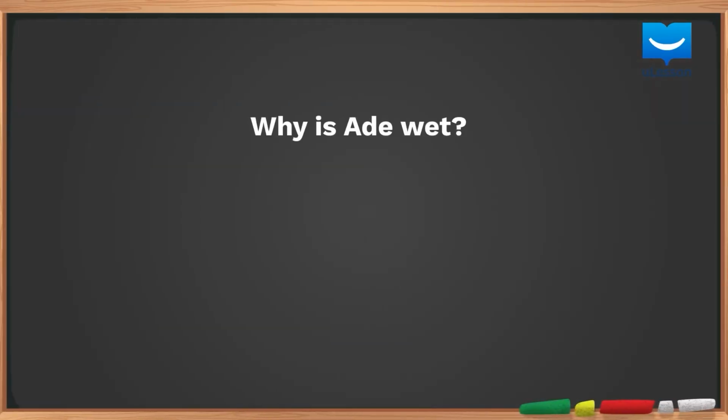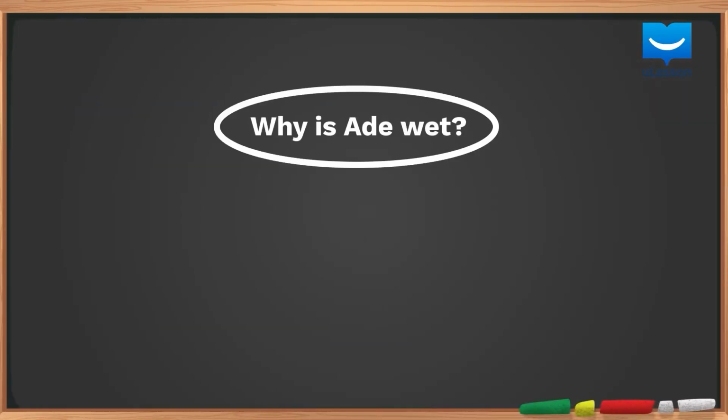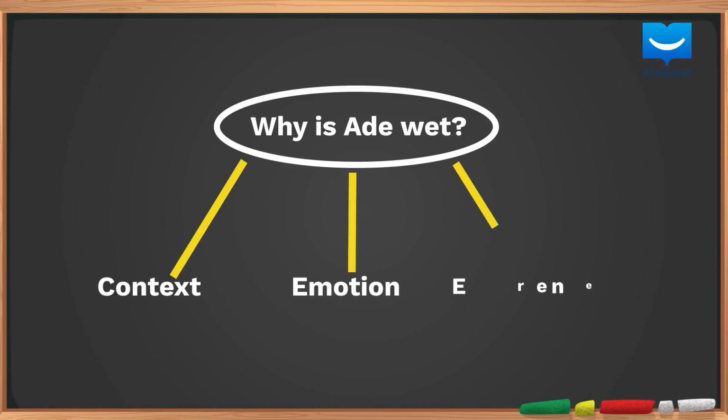We know that Ade is wet and he's left a trail of water, but the text doesn't directly tell us why he is wet. We can deduce the possible reasons. Maybe it was raining, or he just left the pool, or he was in a water fight. That's an example of understanding implicit details. Implicit details are often understood through context, emotion, or by drawing on our own experiences.